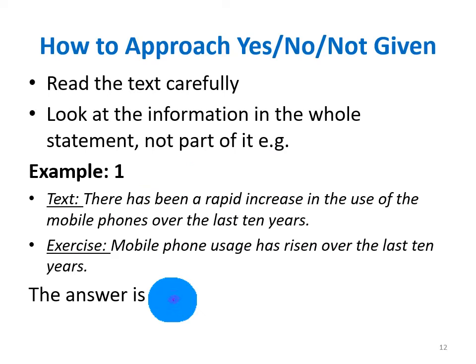Next question: how to approach yes, no, and not given. Read the text carefully. Look at the information in the whole statement, not part of it. I mean, you have to look at the thing as a whole, not just one part. For example, this is the text, this is the passage that you are given. There has been a rapid increase in the use of the mobile phones over the last 10 years. Now the exercise: mobile phone usage has risen over the last 10 years.